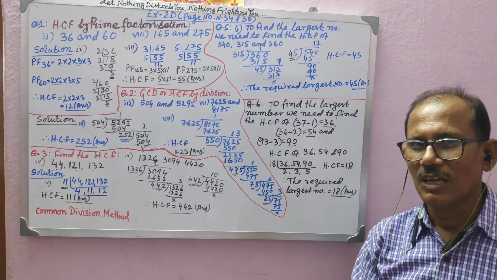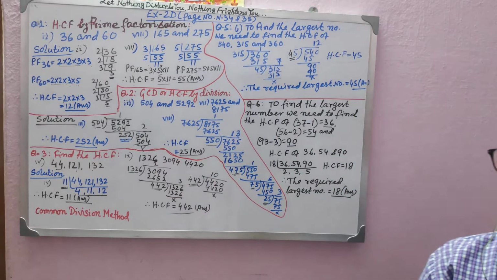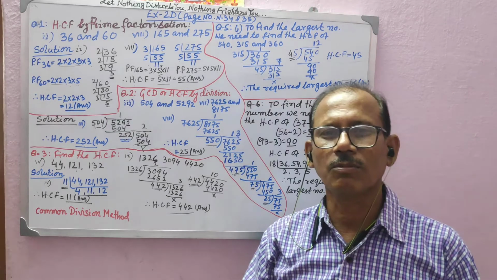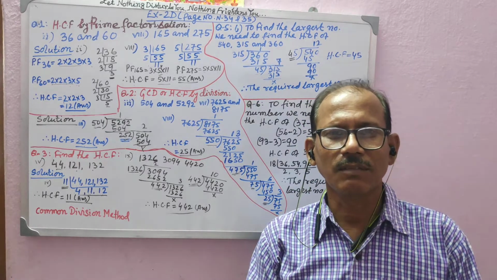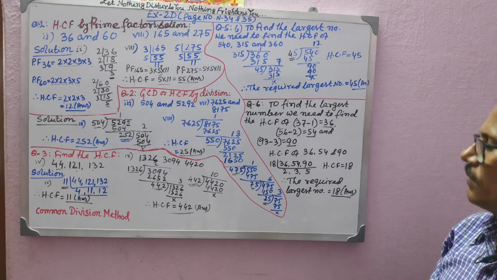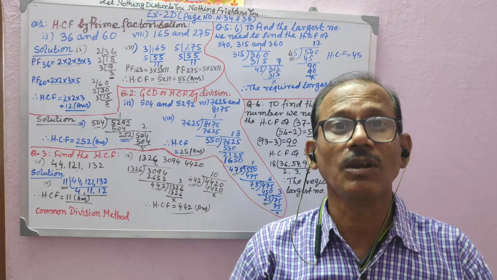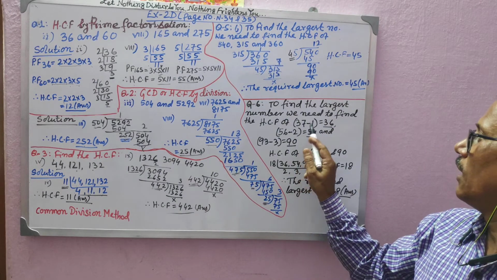Could you understand? Don't be trapped by the language or the statement. Try to understand what operation you need to do and follow that. Now the next is question number 6. You have to find the largest number which on division gives some remainders. At that time you have to find the HCF, but you will have to subtract all the remainders from the numbers.